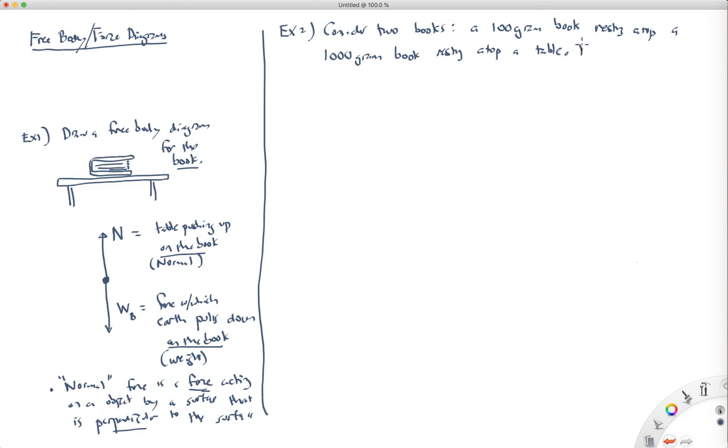And I want you to draw, or I'm going to show you how to draw free body diagrams for each book. And I want you to identify, or I will show you how to identify, the magnitude or the size of each force in the free body diagrams.